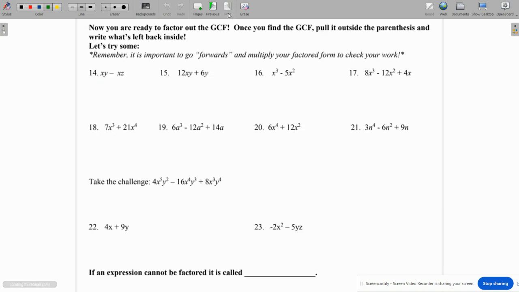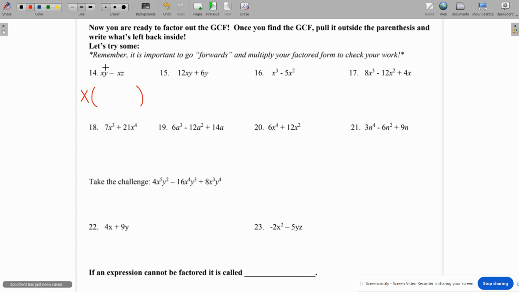So let's actually start factoring. I have a lot of examples here that you can go through. We'll do just some of them. We won't do all of them. Looking at number 14, xy minus xz, I can see that the GCF of xy and negative xz is x. So x is going to sit outside the parentheses. The number of terms that you start with should be equal to the number of terms inside the parentheses.